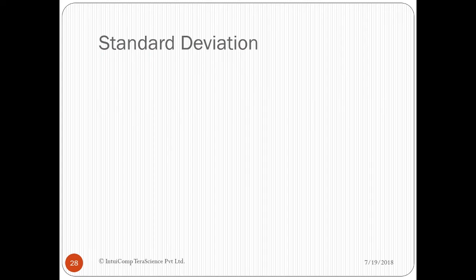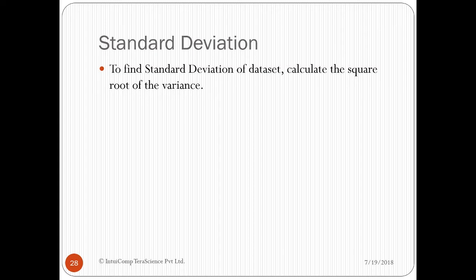Next comes, what is standard deviation? It is the average distance of the data points from their own mean. A low standard deviation indicates that the data points are clustered around the mean. A large standard deviation indicates that they are widely scattered around the mean. A value of 0 for standard deviation indicates that either all data points in the dataset have the same value or 0 values. To find the standard deviation of a dataset, calculate the square root of the variance.